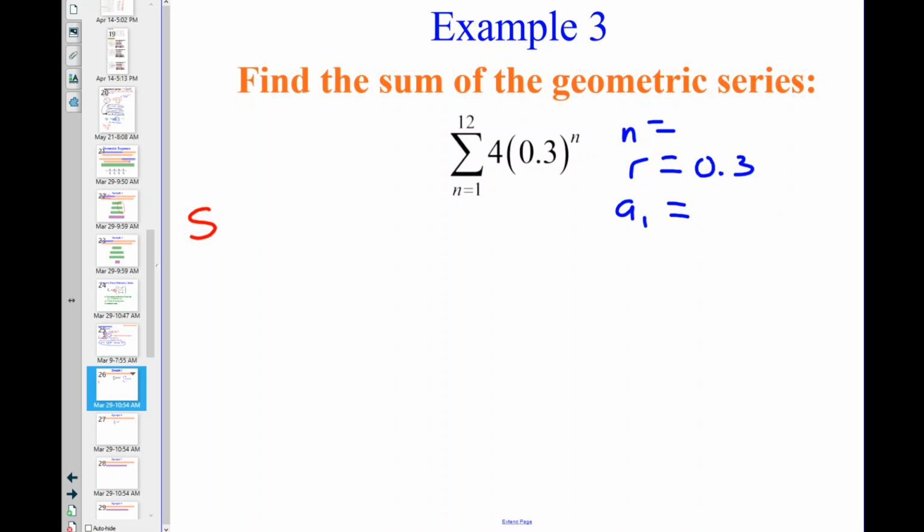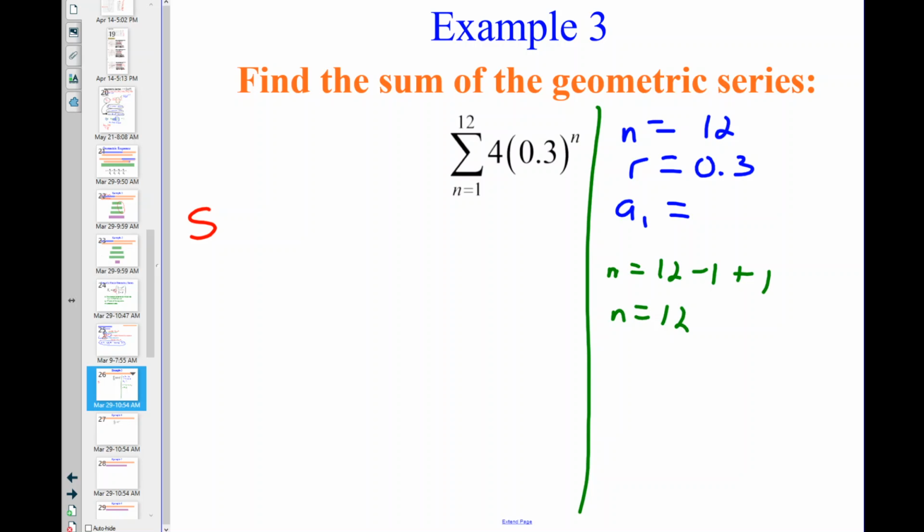The n, I don't know it yet, but I can find it really quickly. The n is just going to be the upper, which is 12, minus the lower, plus 1. So that ends up being 12. What am I still missing? A sub 1. Now you're going to look at, oh, wait, but the last time it was 4. Yeah, but not always. It's because they don't have the n minus 1 there. So the only way that will always work to find a sub 1 is you get the lower limit and you plug it in for n. So a sub 1 would be 4 times 0.3 to the first. Put that in the calculator. That should give you 1.2.